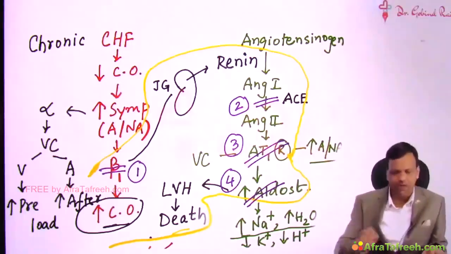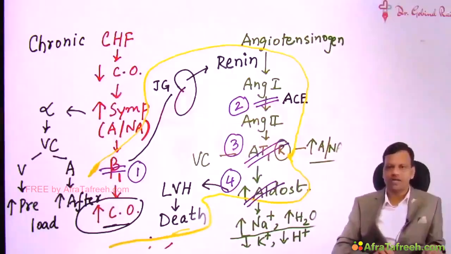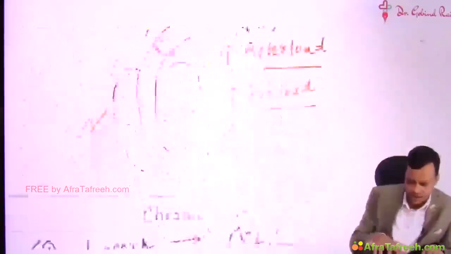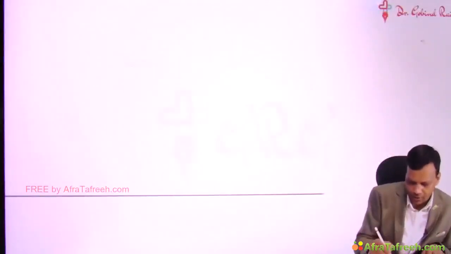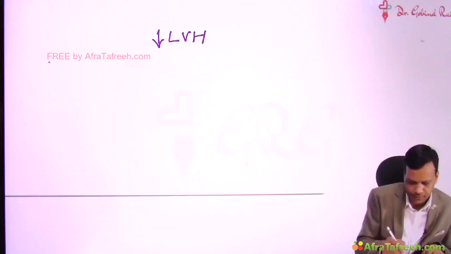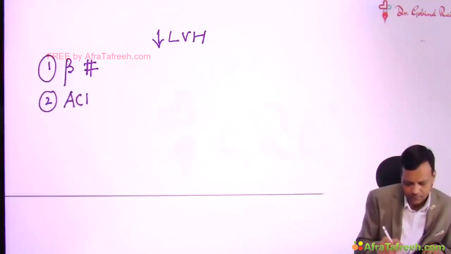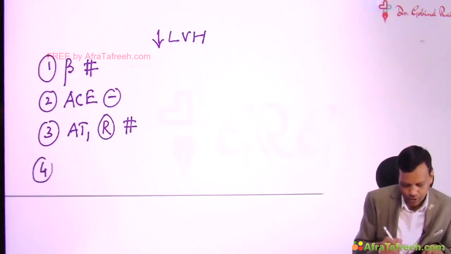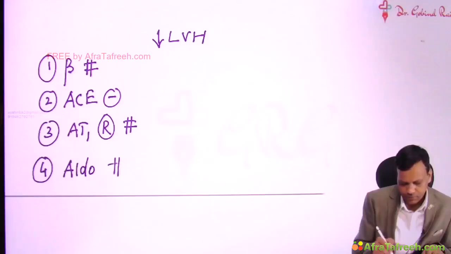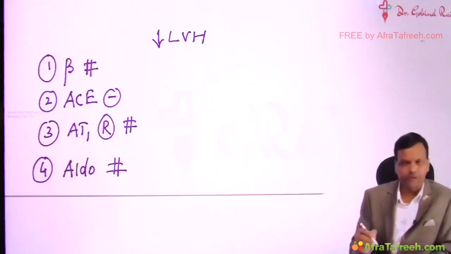So it's very important to remember, not all the drugs used in congestive heart failure can decrease mortality. Mortality is decreased mainly by those drugs which decrease left ventricular hypertrophy, and these are the 4 drugs: beta blockers, ACE inhibitors, angiotensin receptor blockers, and aldosterone antagonists. So 4 types of drugs can decrease left ventricular hypertrophy.